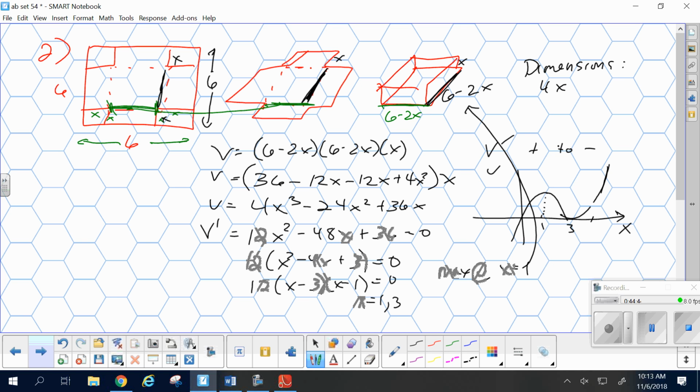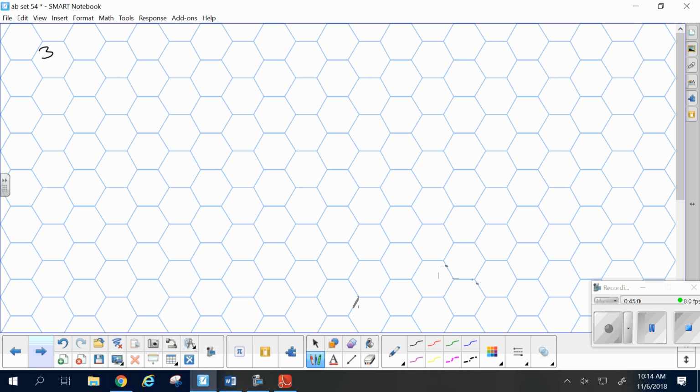4 by 4 by 1, and the max volume of that is 16, right? Okay, that's 2. 3. Is 3 still a question? Okay, now 3 is not an optimization problem, it's a related rates problem.